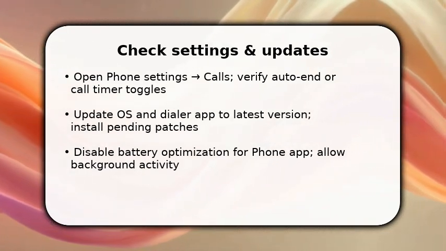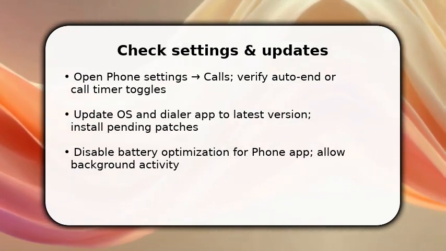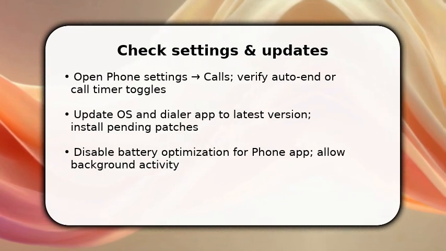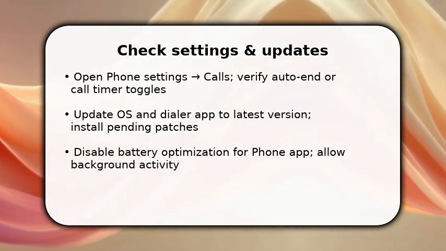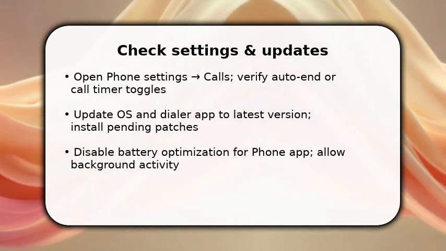Make sure the phone app is excluded from battery optimization. Otherwise, the system may forcibly kill it mid-call. These steps remove the most common software triggers quickly and prevent power management from ending calls unexpectedly.